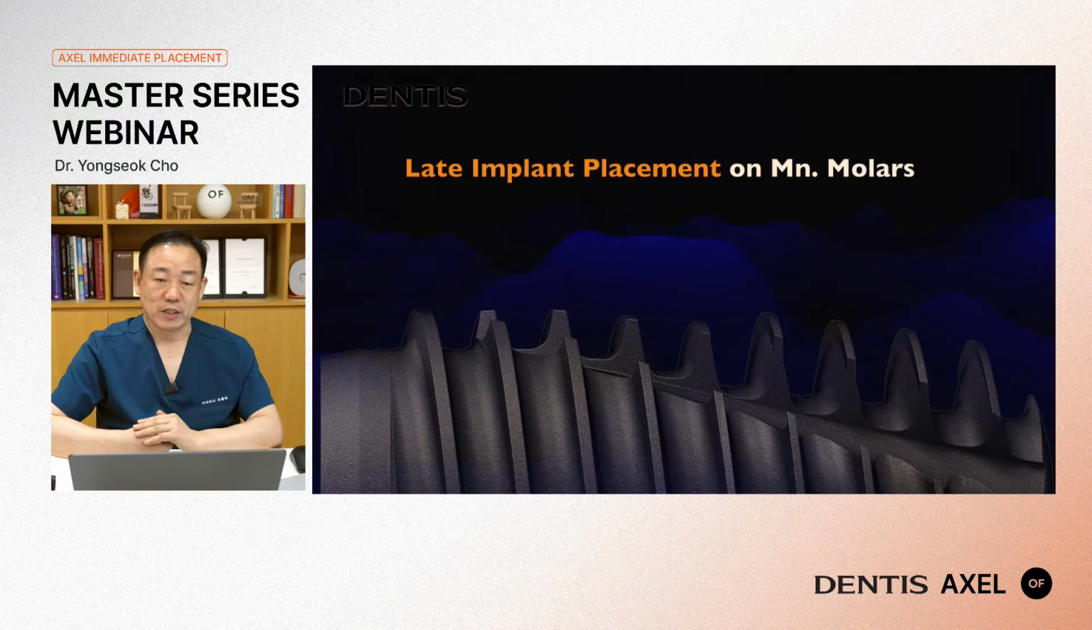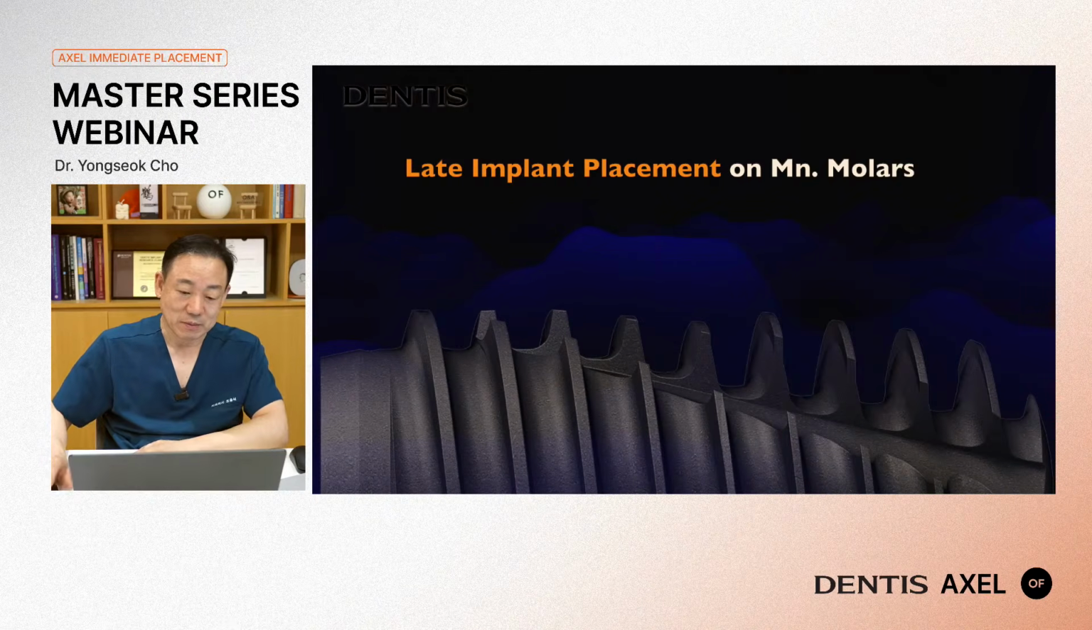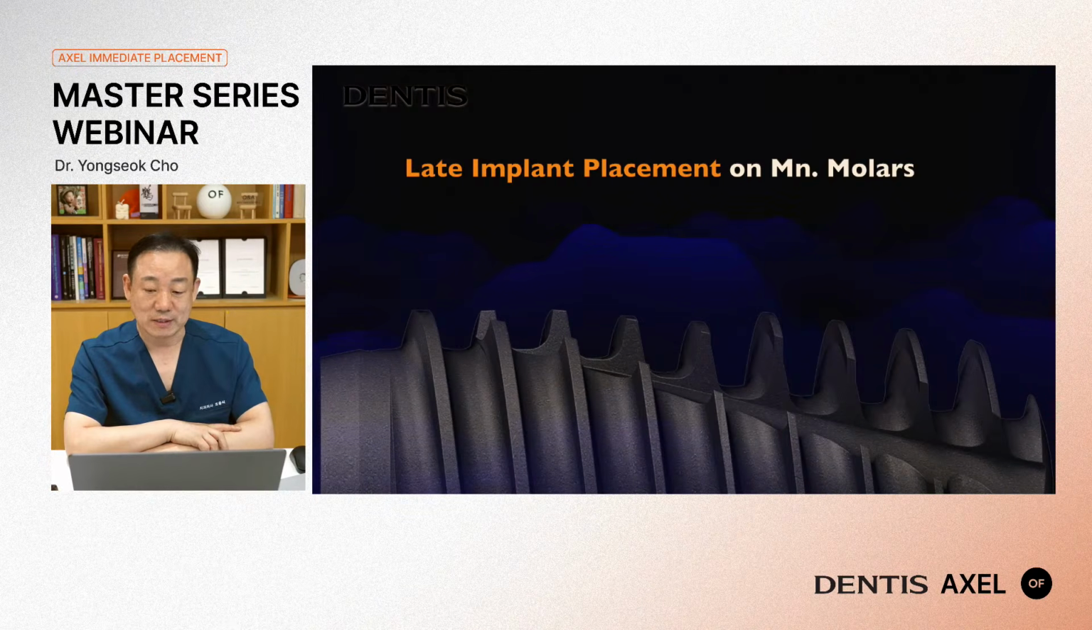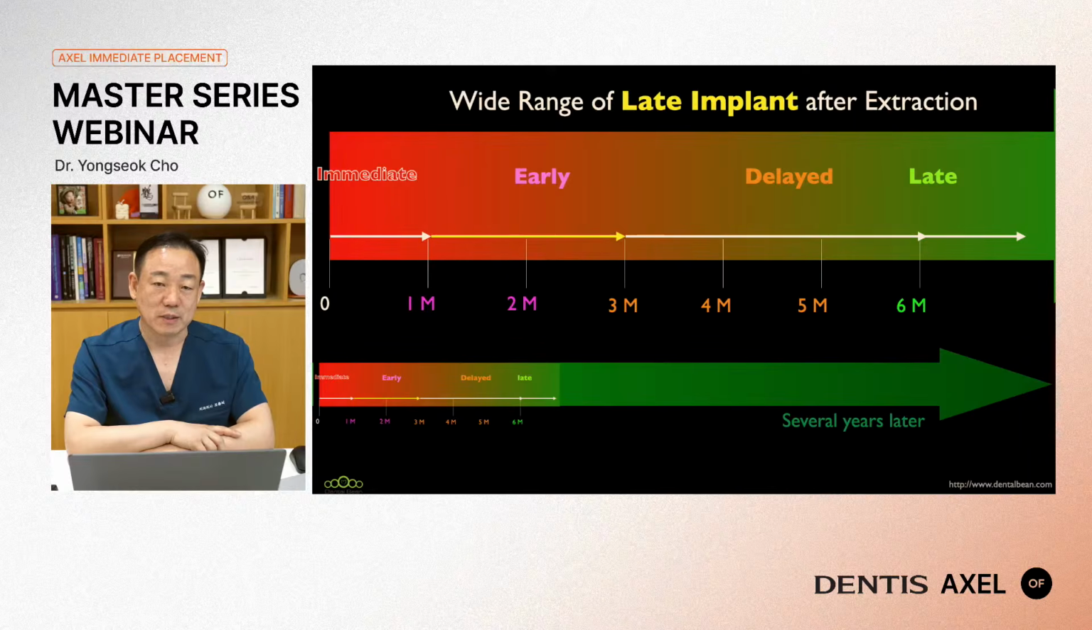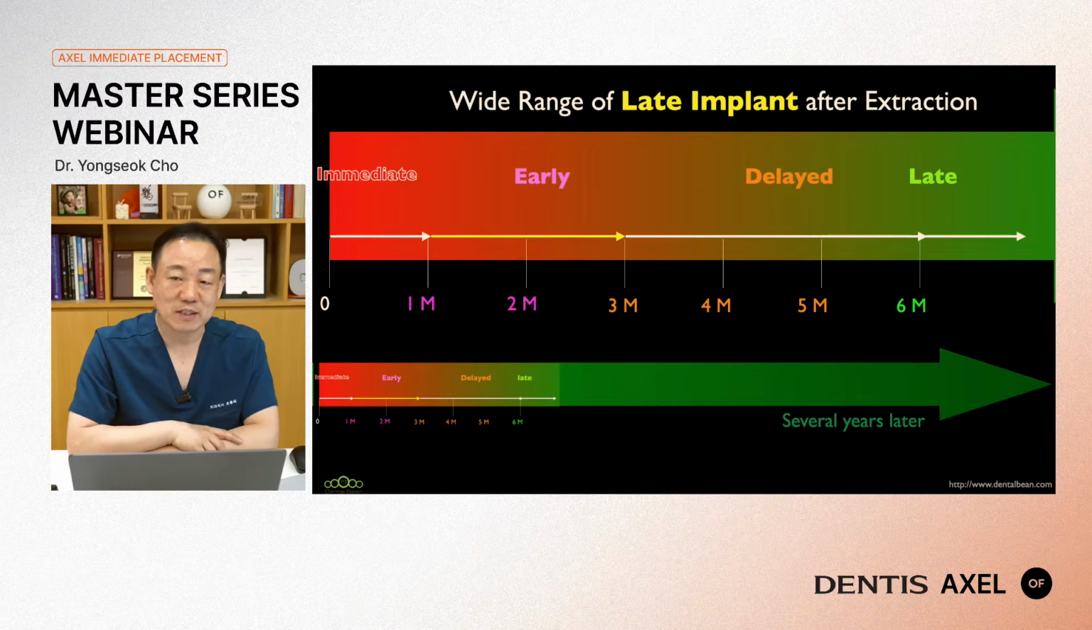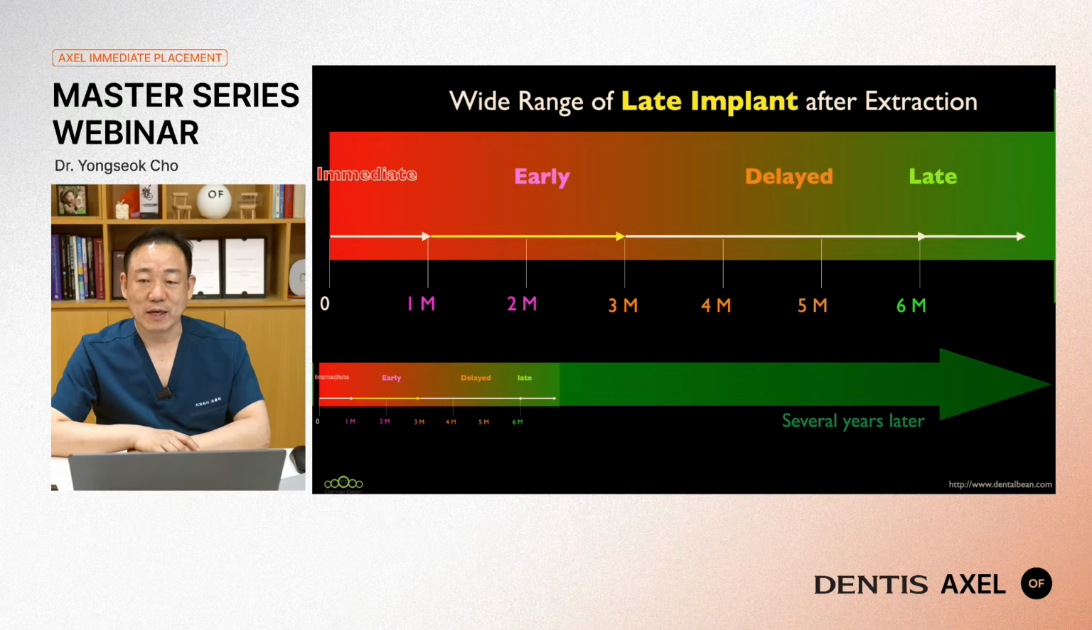Let me change to late implant placement at mandibular molars. Again, look at the timing of implant placement. Within 2 weeks, it is immediate. 2 weeks to 3 weeks is early. 3 weeks to 6 months is delayed. Late means more than 6 months after the extraction. The range of late implant surgery is very wide, from 6 months to several years. So clinical situations can be highly variable.